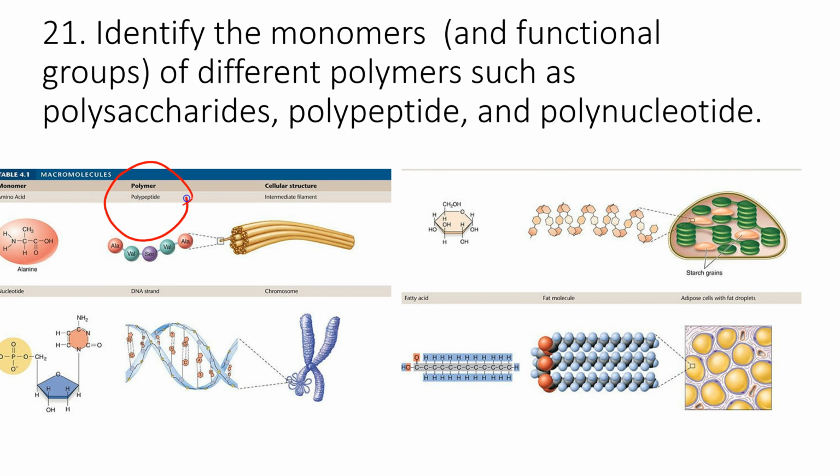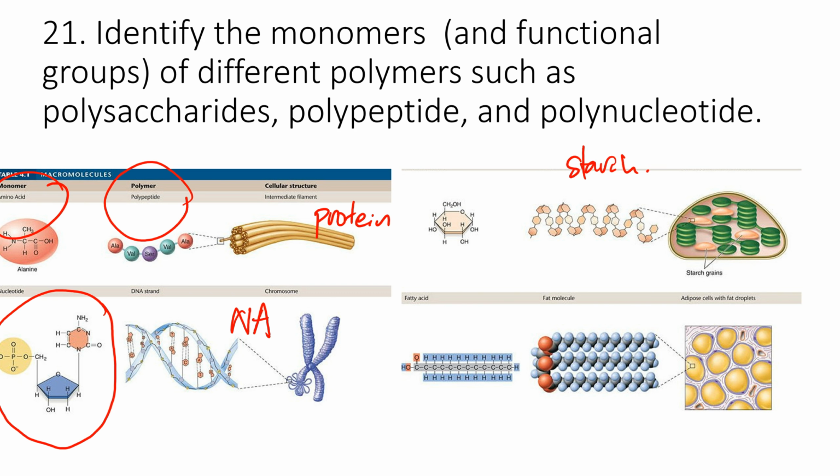The polypeptide is the polymer version of protein. The monomer is amino acid. And this is DNA, right? So it's nucleic acid. The polynucleotide is made up of nucleotide. So nucleotide is the monomer of nucleic acid, and this is starch. So starch is made up of glucose or monosaccharide as the monomer of sugar or carbohydrates.